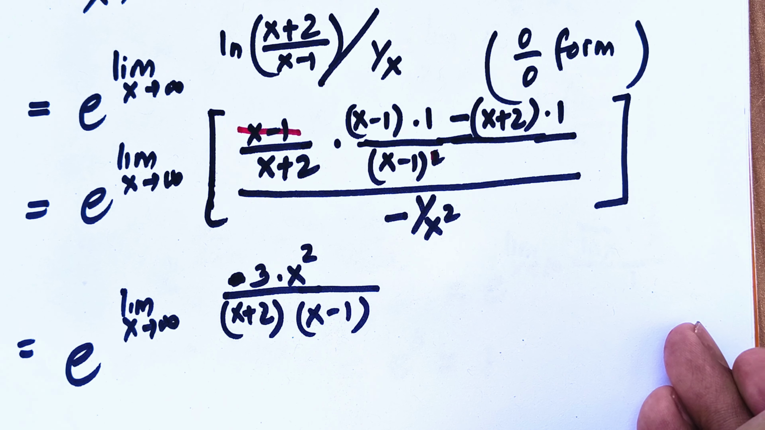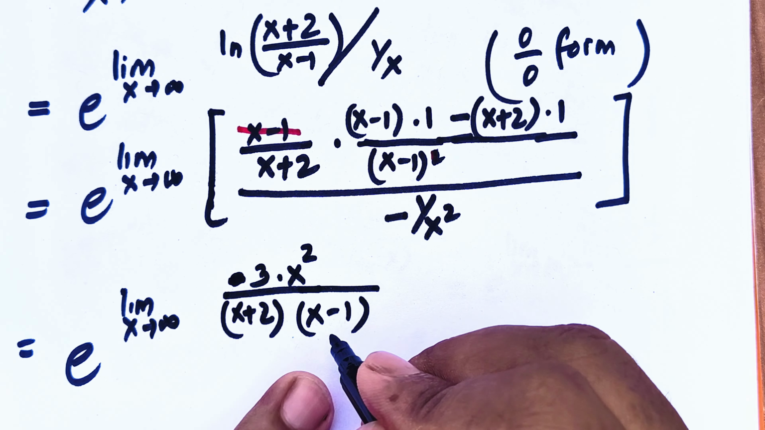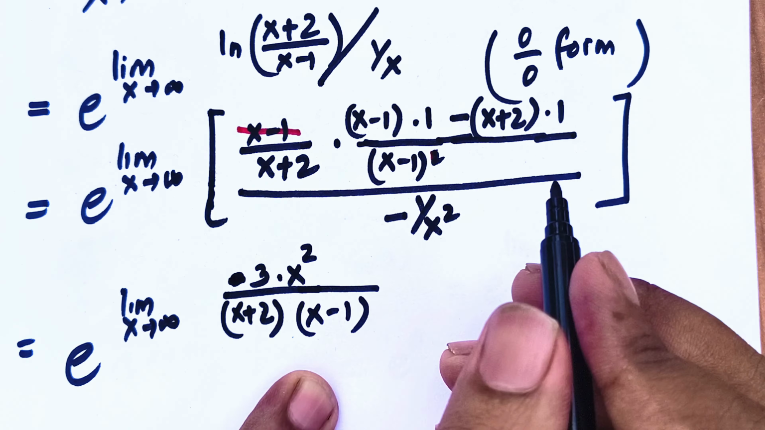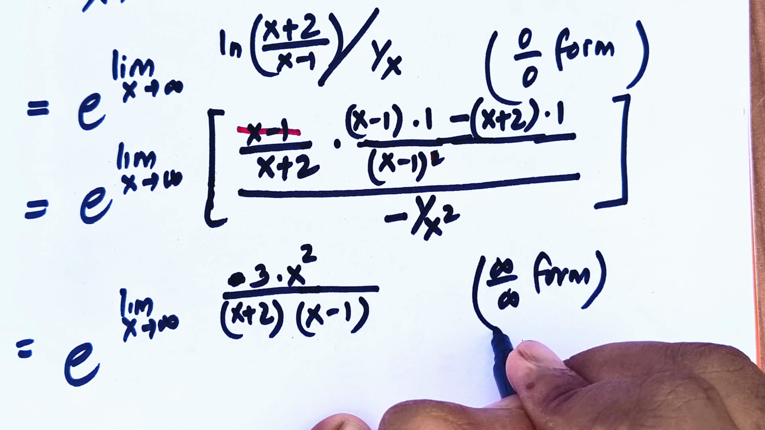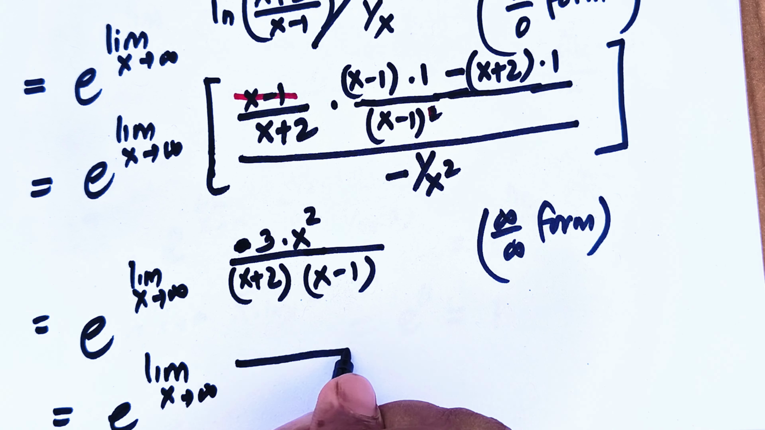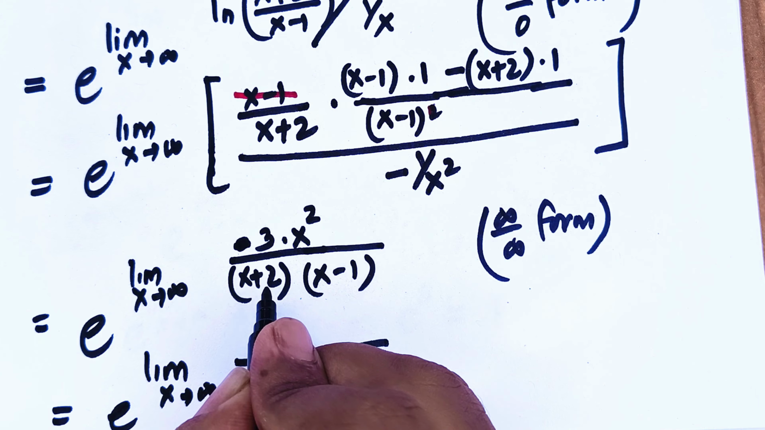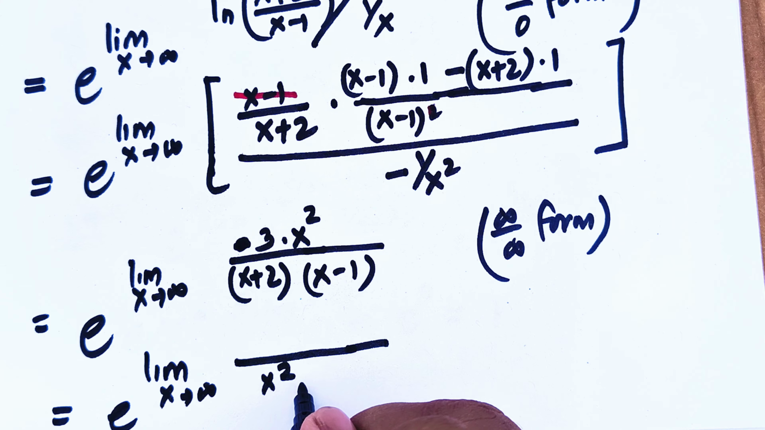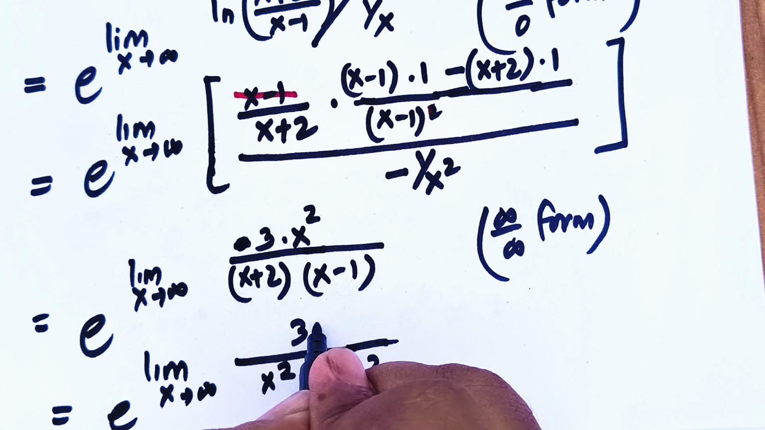Now our limit is in which form? Infinity over infinity. This goes to infinity, this goes to infinity, infinity times infinity goes to infinity, and x square will also go to infinity. So this is in infinity over infinity form. What we can do, let's multiply the denominator: x plus 2 times x minus 1 becomes x square, 2x minus x which is plus x, then minus 2. In the top we have 3x square.